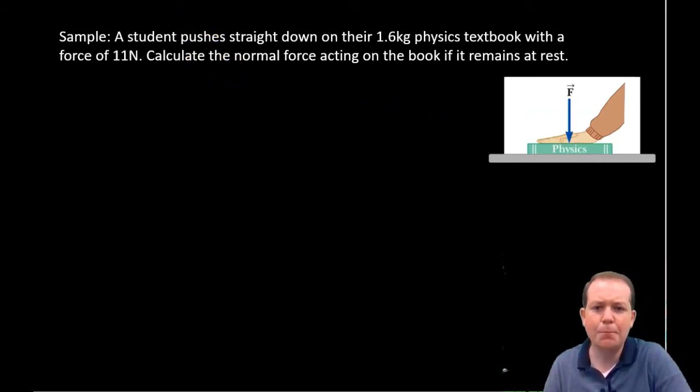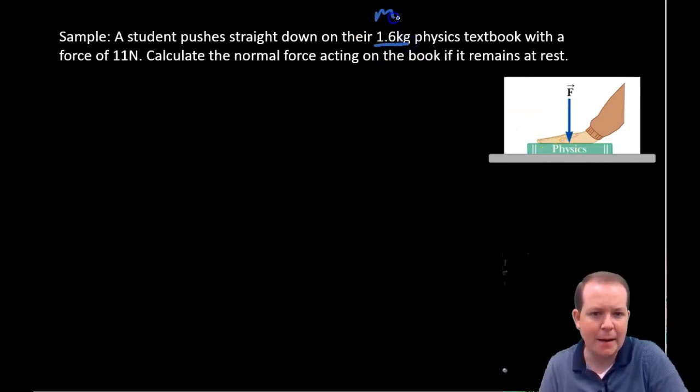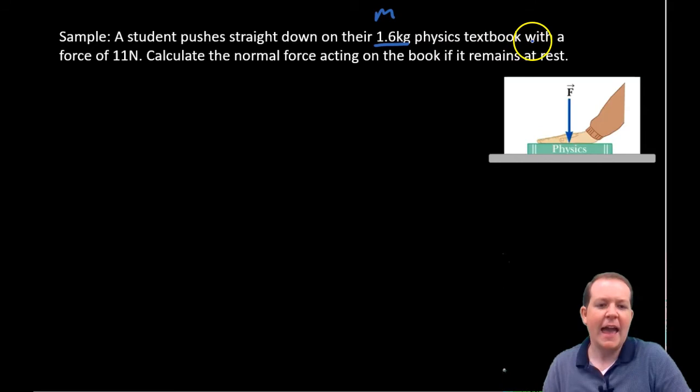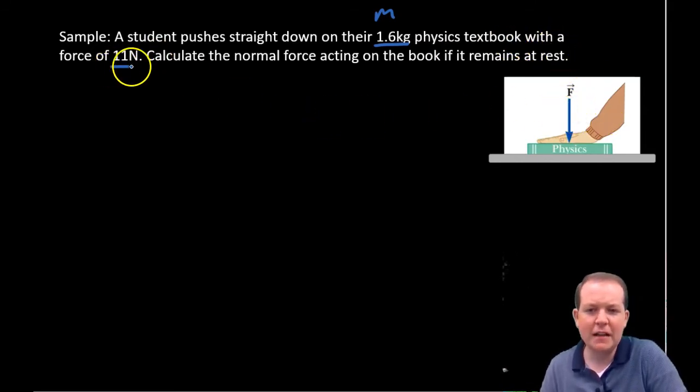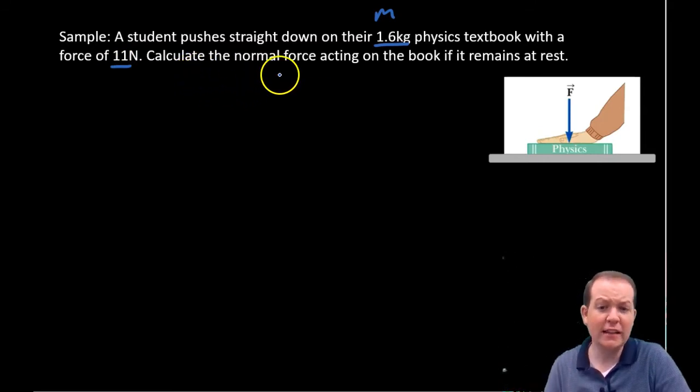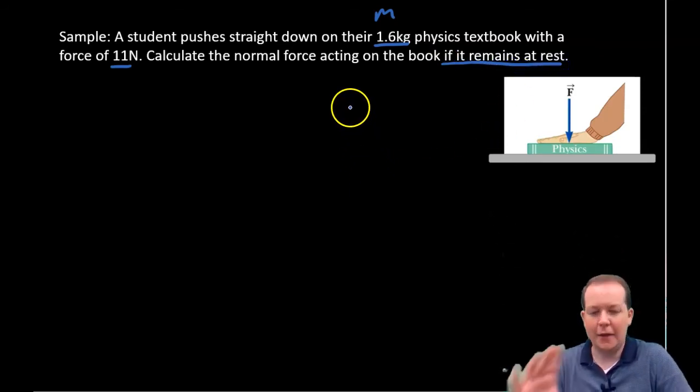It says a student pushes straight down on their 1.6 kilogram physics textbook. So it gives me the mass, m, of the physics textbook. And it says that we're pushing straight down with this force F with a force of 11 newtons. Calculate the normal force acting on the book if, crucial hint, if it remains at rest, okay? Now that's a lot to take in.